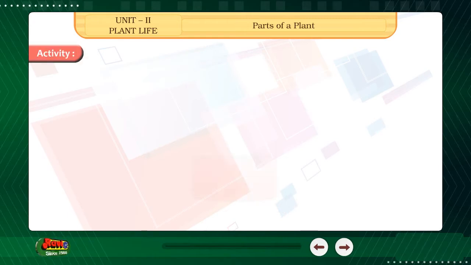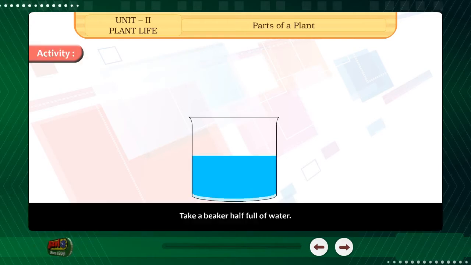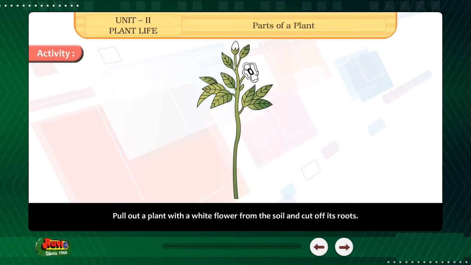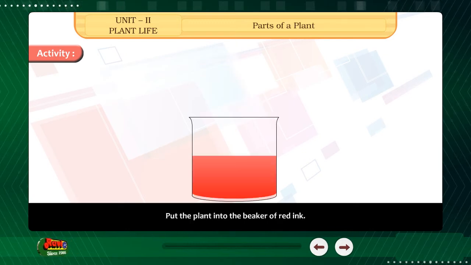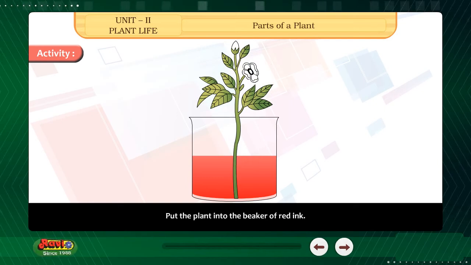Activity. Take a beaker half full of water. Add a few drops of red ink to it. Pull out a plant with a white flower from the soil and cut off its roots. Put the plant into the beaker of red ink. Observe the flower after half an hour. Note the changes you have seen.